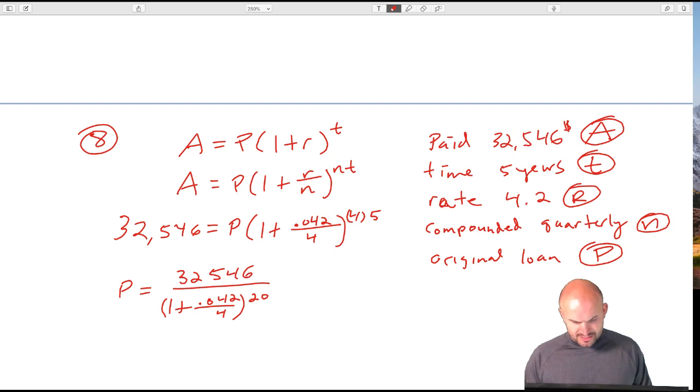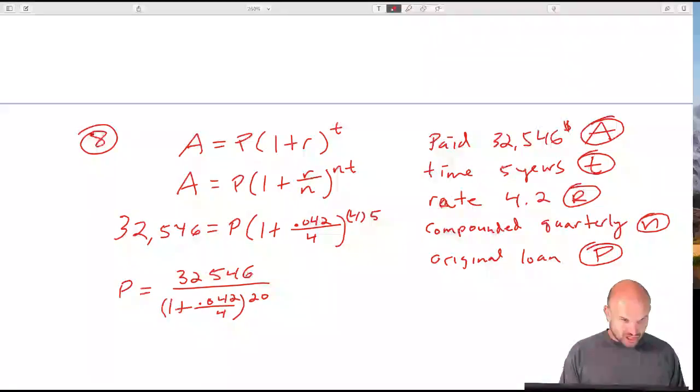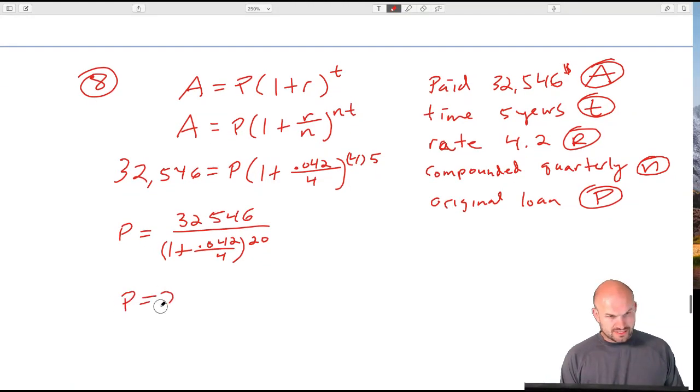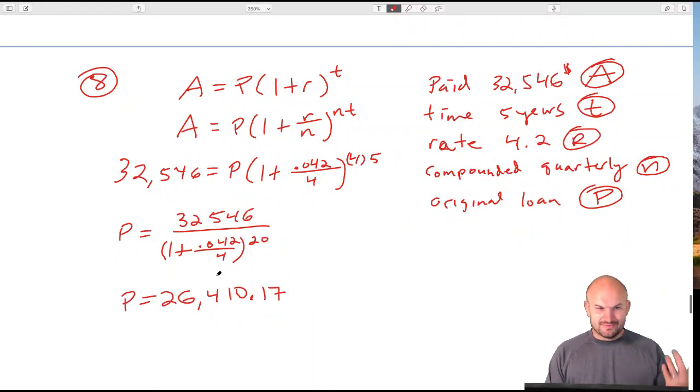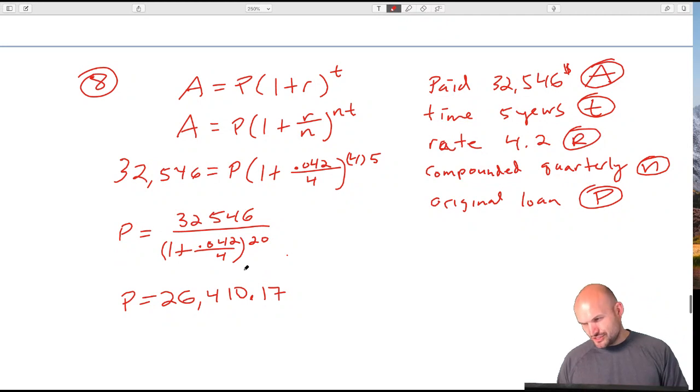All right, so I'll try to do this in my calculator as long as it's working. It says charge recommended, so let's see, 0.042 divided by 4 plus 1 raised to the 20th, 32,546 divided by second answer. And that answer looks right. It looks like your initial amount of your loan is $26,410.17. However, I'm not 100% positive just because it's not something that I'm currently teaching. And as far as the formulas, and I'm not sure exactly on your question either, but I believe that should be hopefully rather accurate for you.